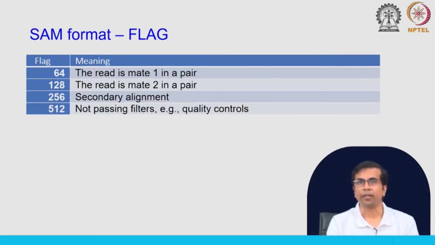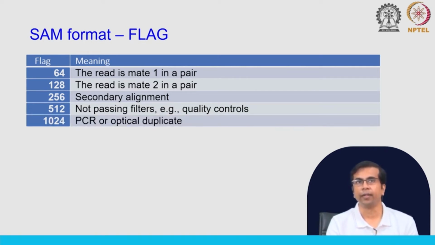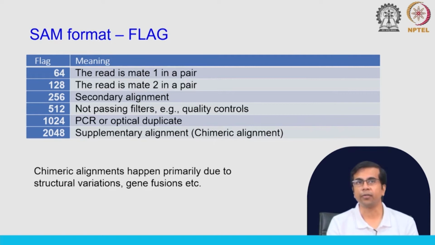Then you have 512, there is some sort of quality filtering or this read is not passing the quality control check. Then you have 1024, which means this is a duplicate, PCR or optical duplicate. We have described what is PCR duplicate or what is optical duplicate. Then you have 2048, it means there is a supplementary alignment or chimeric alignment. Now, these chimeric alignments happen primarily due to structural variation or gene fusions. So, if you can imagine, right, let us say 2 chromosomes are fused, right. So, one part of the read will map to let us say chromosome 1, the other part of the read will map to chromosome 10, right. So, if that kind of situation happens, then you will get this flag 2048.